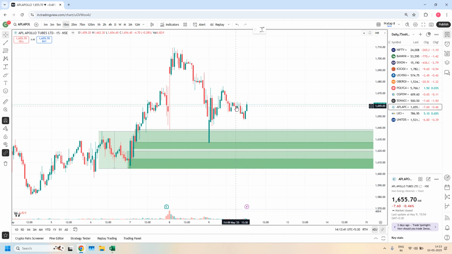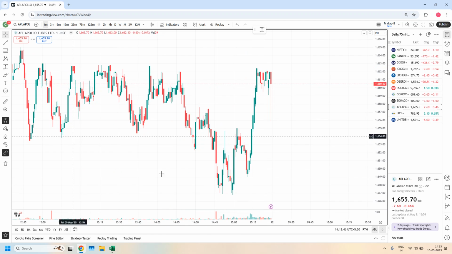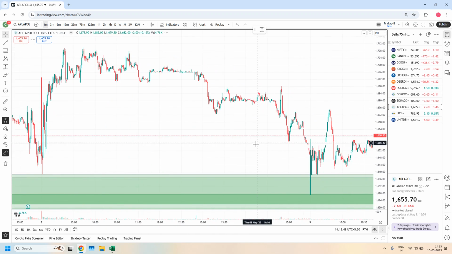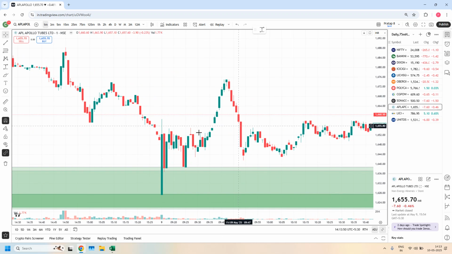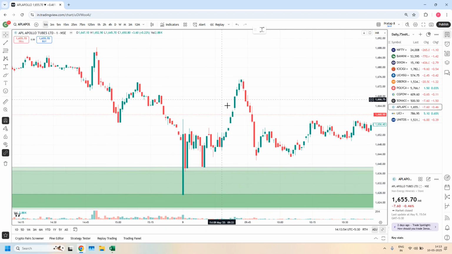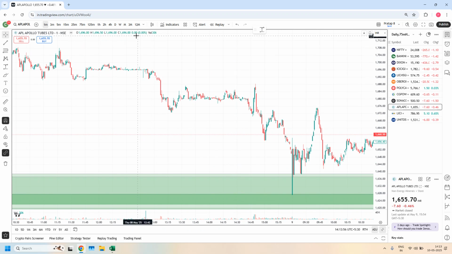But why can't we take the trade? There are two reasons I told you. Reason number one, look into the 1 minute candle. This trade happened in 1 minute. So you can't take the trade. What about reason number two? Go to the daily time frame.